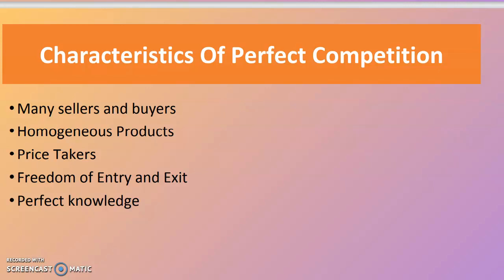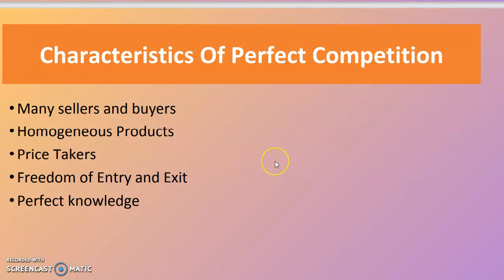The first one is a large number of buyers and sellers, while the size of each firm is very small. Therefore, there's no single buyer or seller that can influence the market price. Meaning that each seller has a very small share of the market.